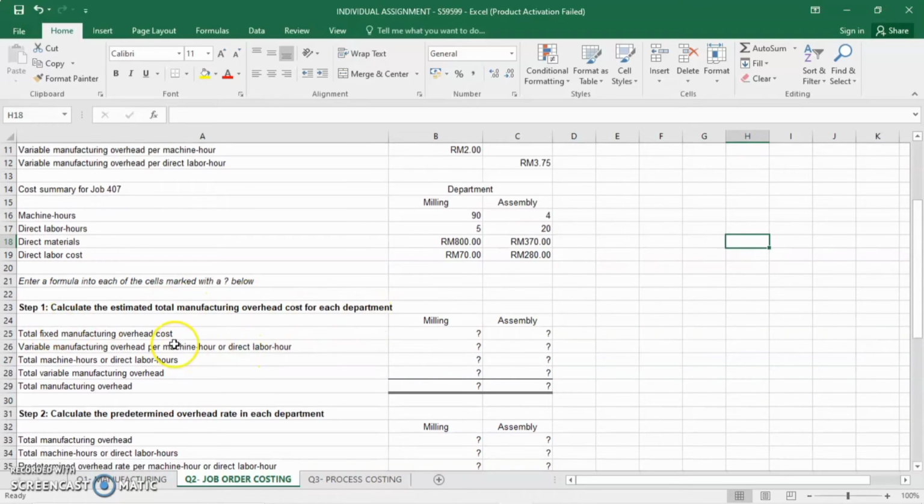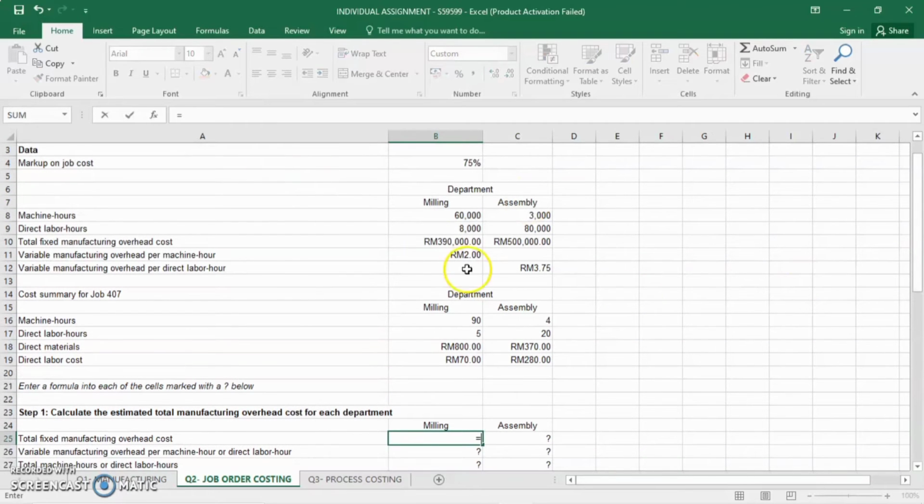Okay, step 1, calculate estimated total manufacturing overhead based on the equation Y equals A plus BX. A is the fixed cost for milling. Fixed cost is this, and for assembly 500,000. Milling department uses machine hours, so variable manufacturing overhead per machine hour is 2 ringgit, and for assembly, based on direct labor hour, 3.75.